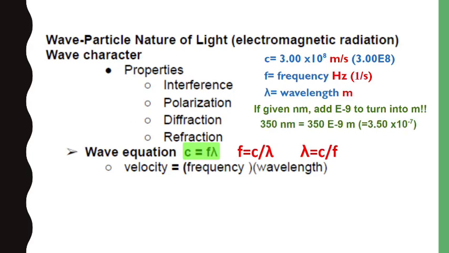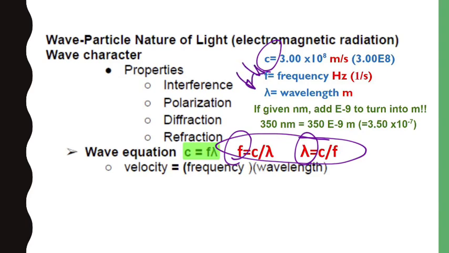For example, 350 nanometers is equal to 350 E-9 meters, which technically, if you turn that into proper scientific notation with the decimal after the first digit, would be 3.5 times 10 to the negative 7th, but that is neither here nor there. These are the equations we need to be able to use to find our wavelength and frequency by plugging in our c and whichever of the other numbers that we have.